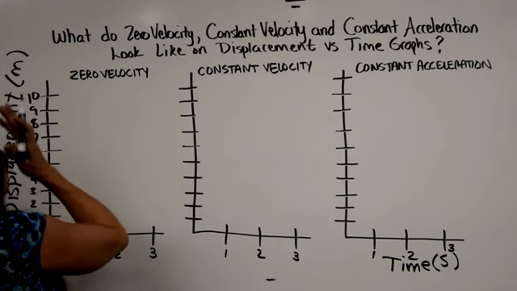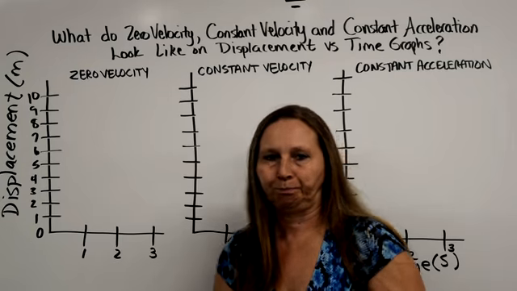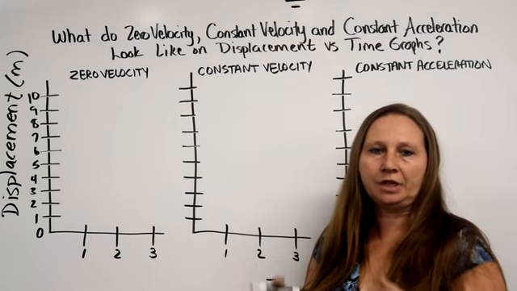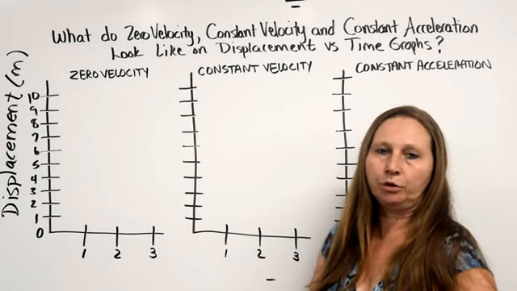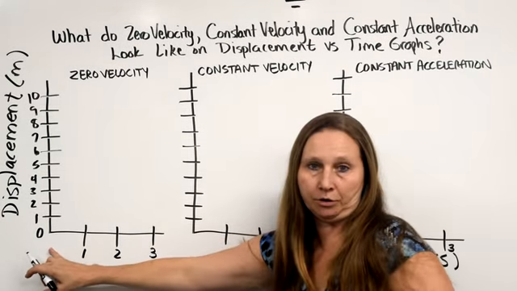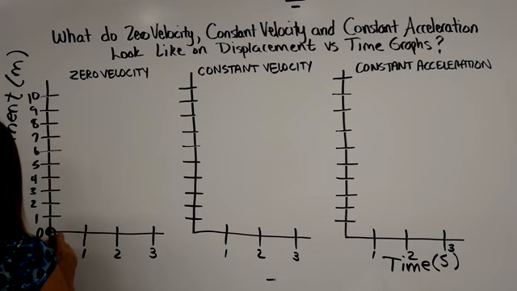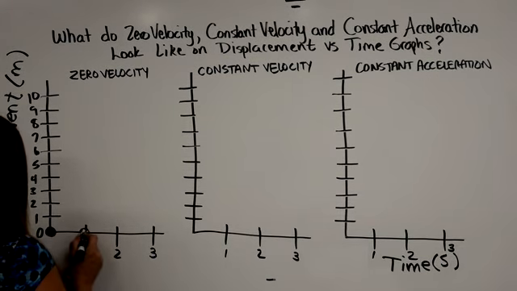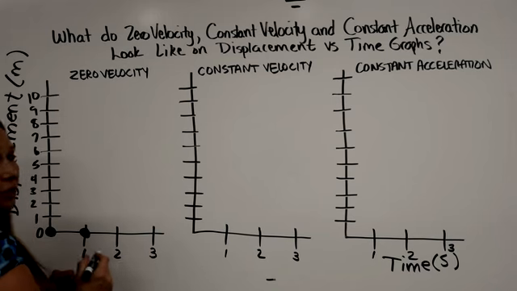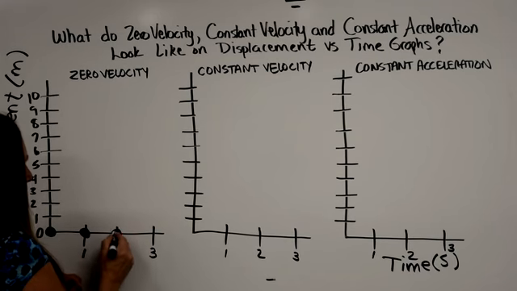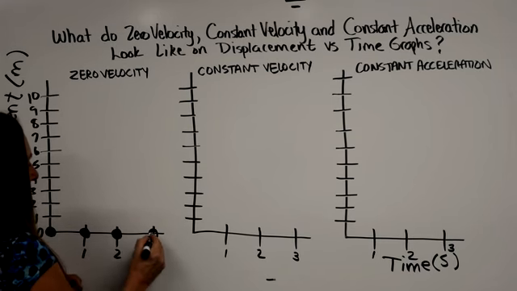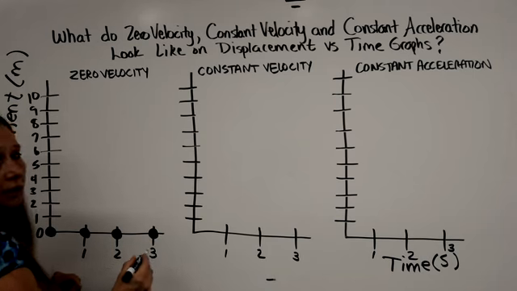9, 10. Okay? So, when the person was standing still, all right, the person was standing at 0 meters. All right, so we put right here, he was standing at 0 meters. All right, he was still standing at 0 meters here after 1 second. After 2 seconds, he was still standing at 0 meters. After 3 seconds, he was still standing at 0 meters.